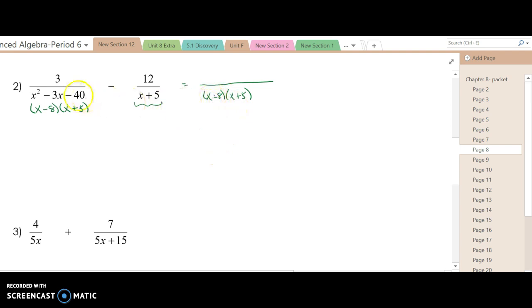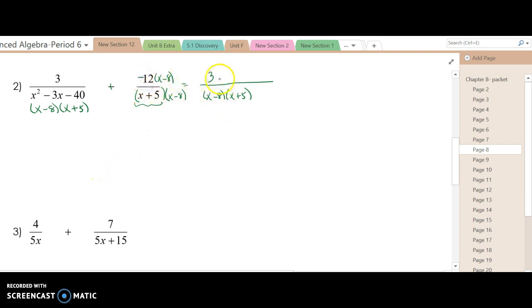Okay? Now, right away, I don't have to change this fraction because I already have that as my common denominator, so I bring the 3 over. But over here, right, I'm going to change this to addition, make that negative, and I have x plus 5, but I'm missing the x minus 8. So that's what I have to multiply numerator and denominator by.